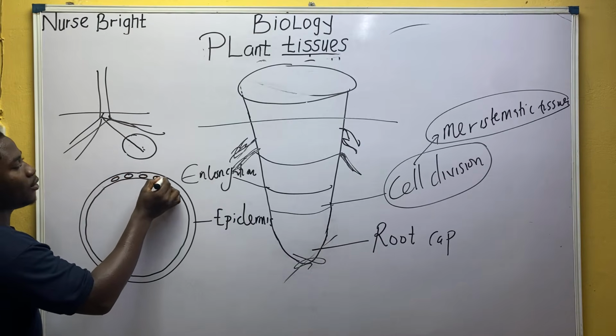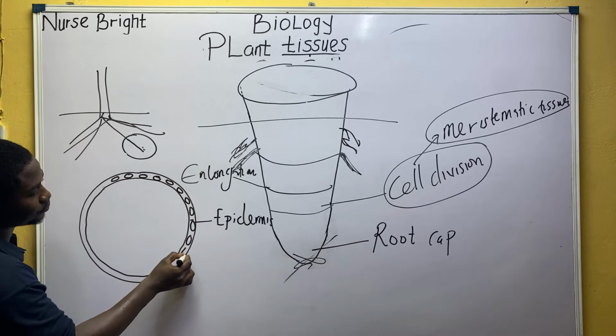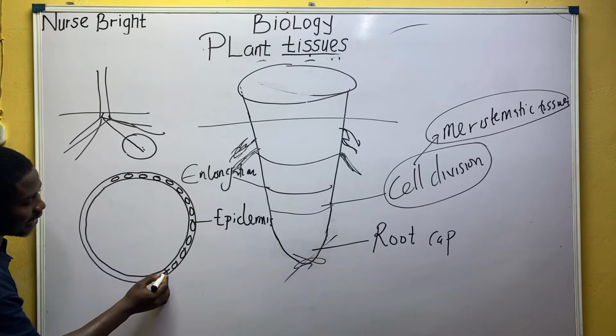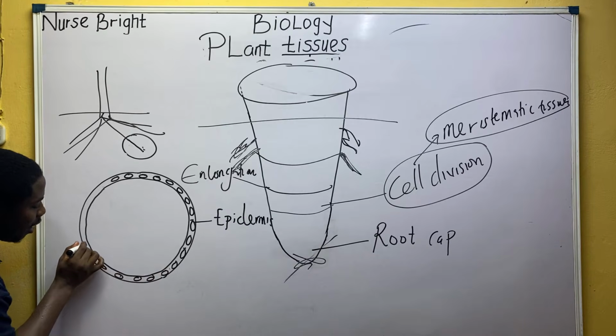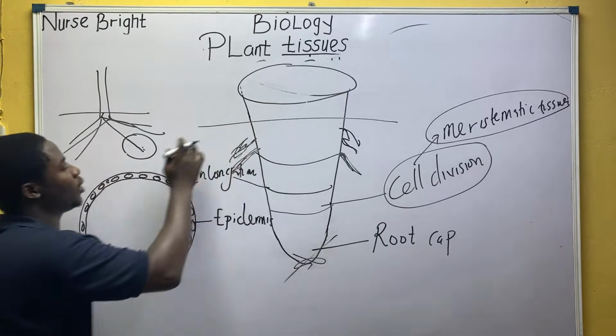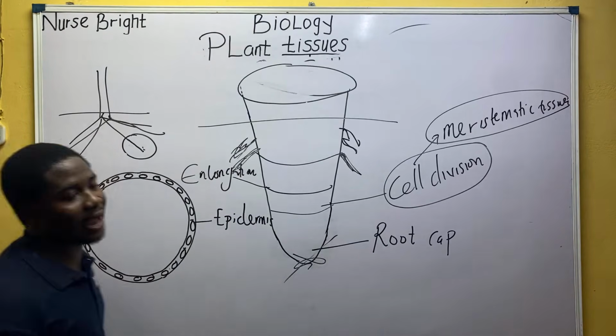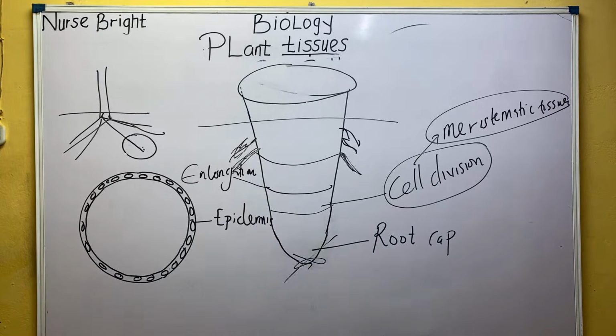You can see the way I'm drawing the diagram. This forms the outer layer of the root after cutting the root structure. We will now show the concentric diagram. All the layers are arranged in concentric layers, like a ring. Do you understand? So that is for that.